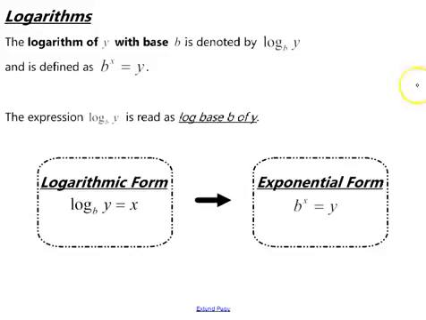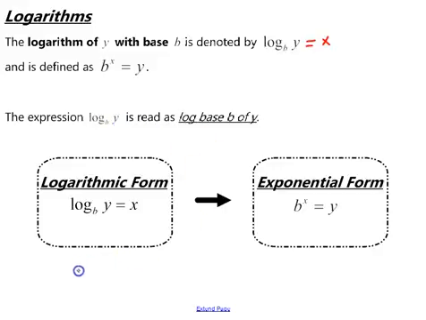What is a logarithm? The logarithm of y with base b is denoted by log b y, and it's defined as b to the x equals y. Now, where did that x come from? We're going to take log b y and set this equal to x, and that's how we get the definition of a logarithm. The expression log base b of y is read as log base b of y. So you're always going to read log base b, whatever that little number is, of this number.